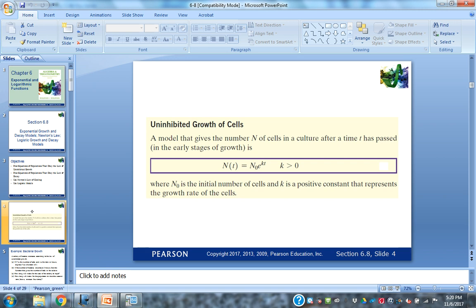And you can see that on that slide there. The initial N sub 0 is the initial number of cells. K is the positive constant that represents the growth rate, like an interest rate of the cells. And the T is still time. Time is not in years with this, though. That's the difference. Time is going to be given to you in the problem.